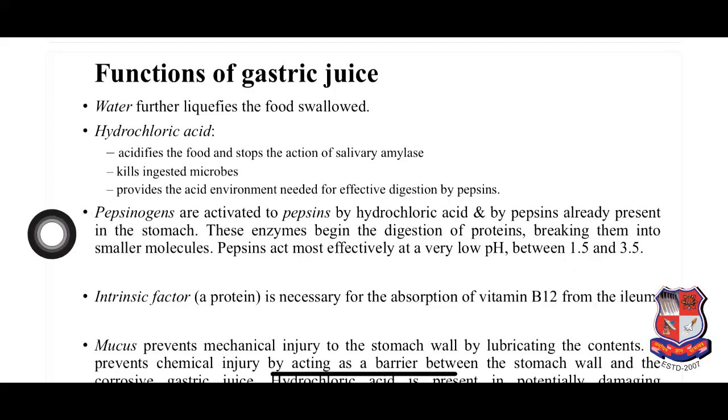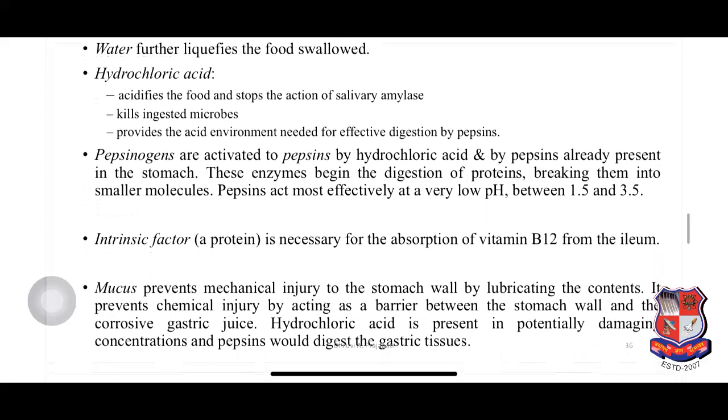Pepsinogen is activated to pepsin by hydrochloric acid and by pepsin already present in the stomach. These enzymes begin the digestion of proteins, breaking them into smaller molecules. Pepsins act most effectively at a very low pH between 1.5 and 3.5. Intrinsic factor is necessary for the absorption of vitamin B12 from the ileum.